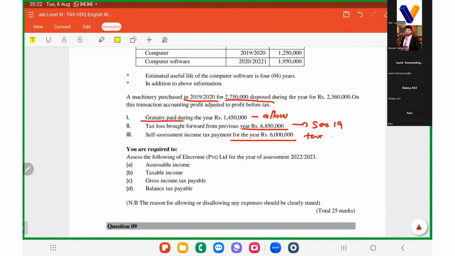So one student asked a question: sir, could I know why there is arrears salary related to 2021 and 2022, because we are calculating 2022 and 2023? Shanika asked that question. Shanika, can you hear me?